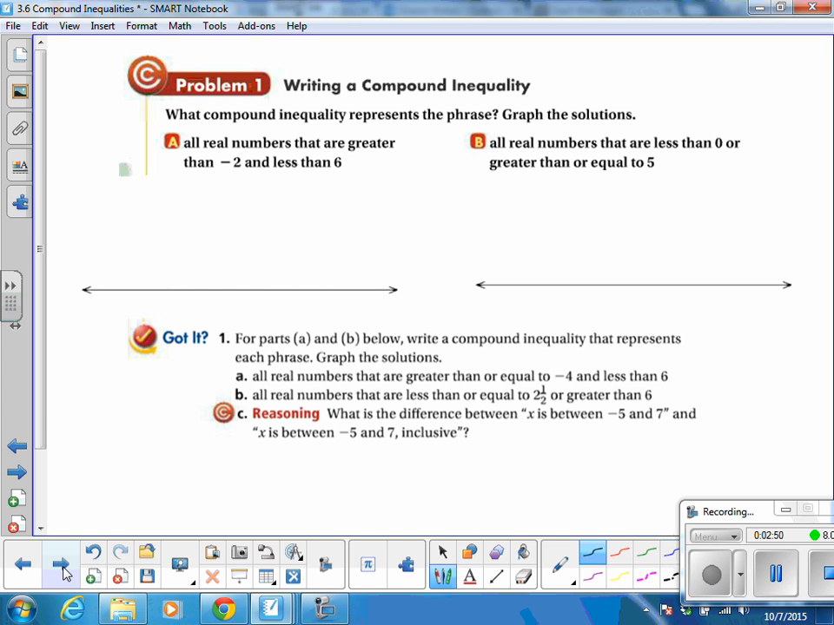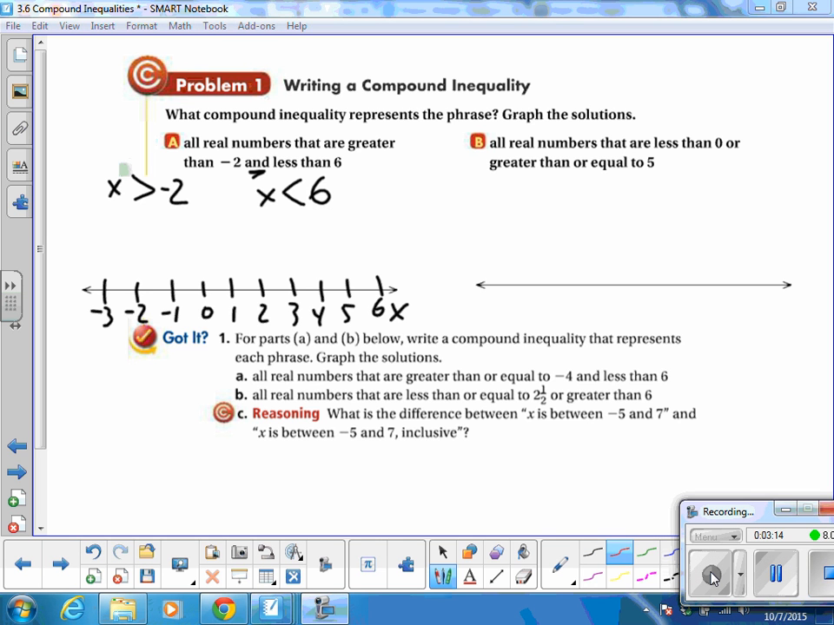All right, I'm going to play this one out here. So we have all real numbers that are greater than -2 and less than 6. So I've got x is greater than -2 and x is less than 6. I'm going to play that out. I'm going to pause this and work this out.